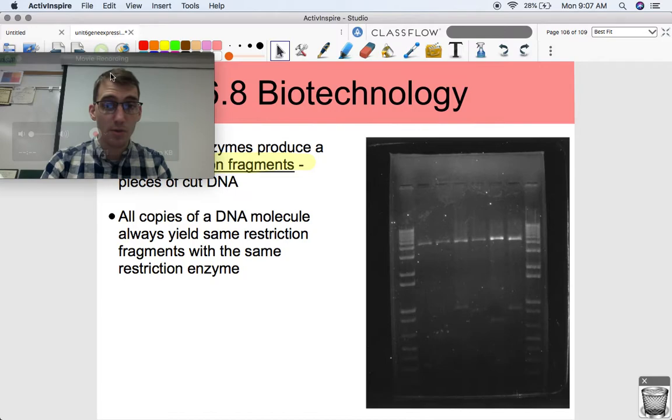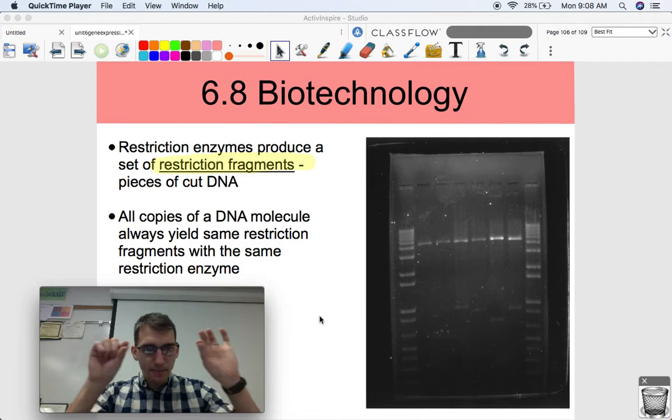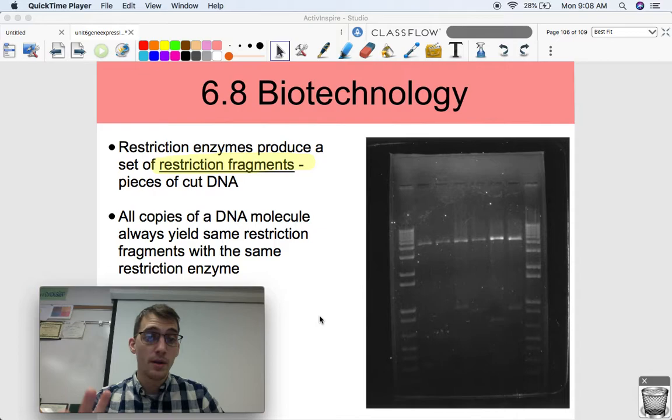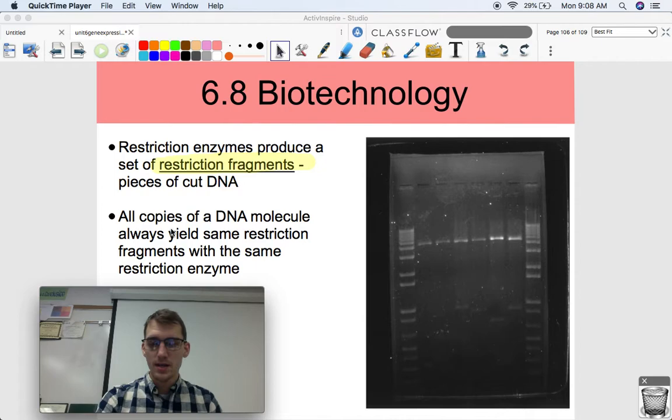So when I take a piece of DNA and cut it up using restriction enzymes, it produces what are called restriction fragments, or pieces of cut DNA. Okay, and here's a diagram of what happens when we separate out these restriction fragments through a process called gel electrophoresis, which I'll talk about in just a minute. Here's something to note about the practical application of using restriction enzymes in gel electrophoresis.